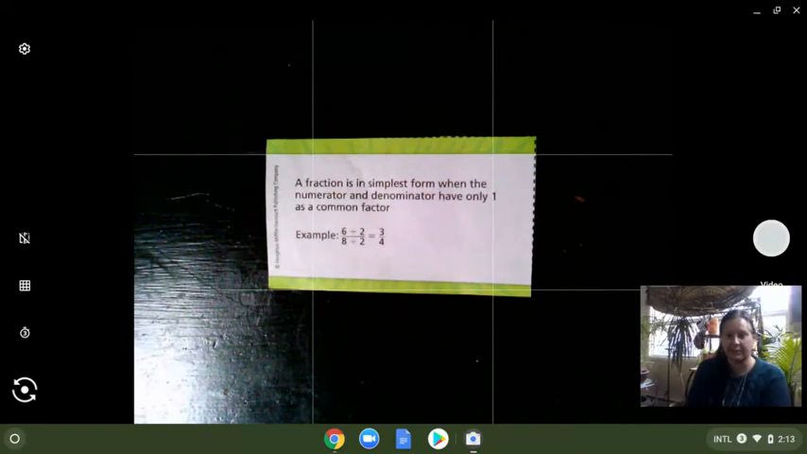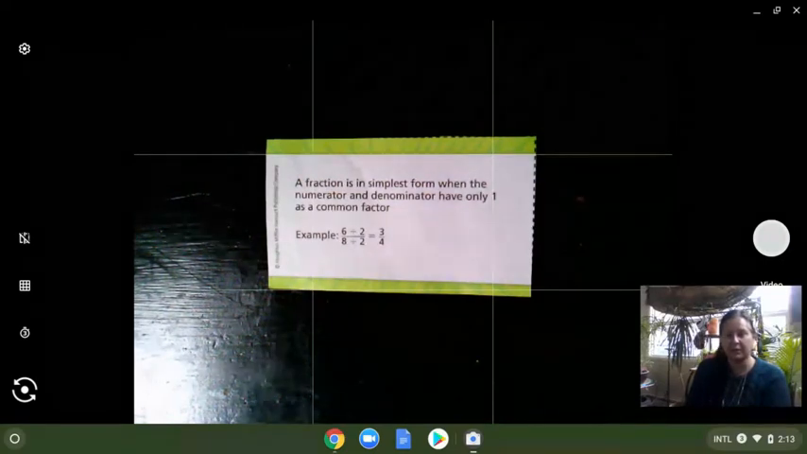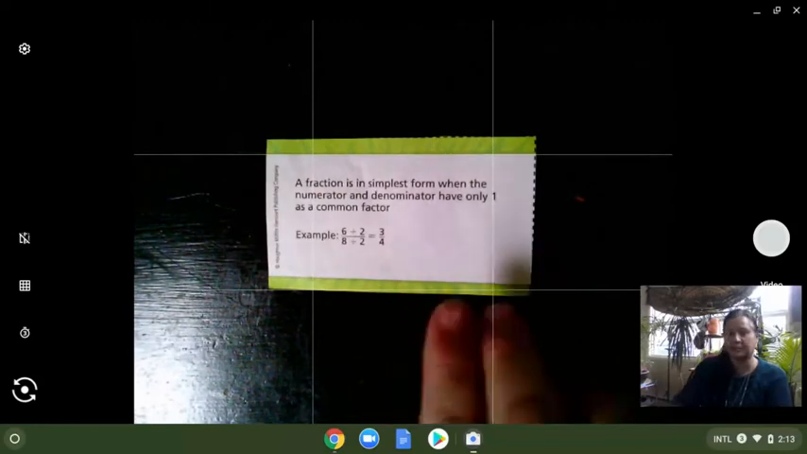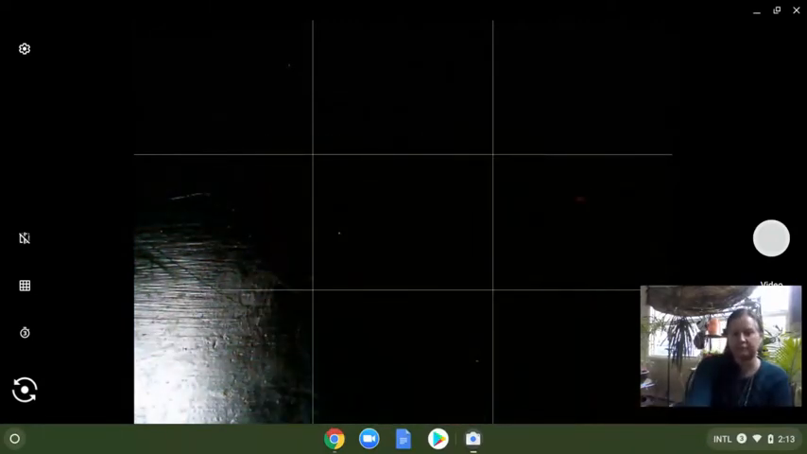6 and 8 are both even numbers, and so both even numbers can be divided by the number 2. 6 divided by 2 is 3, 8 divided by 2 is 4. So you can simplify 6/8 to an equivalent fraction of 3/4. And that's putting it in lowest terms.